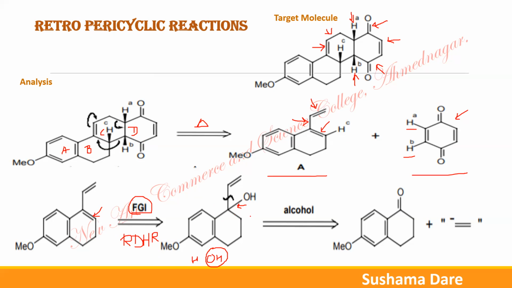After this, now what is this? This is a new target molecule, and this hydroxy group is a tertiary hydroxy group. So the tertiary hydroxy group acts as a guiding functional group. So you disconnect this bond and remove this part. So it gives what?